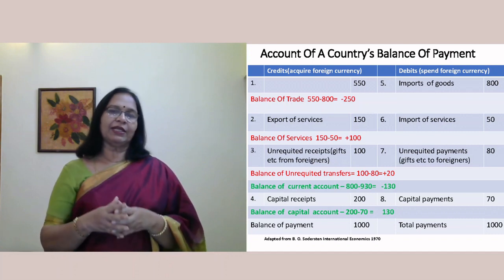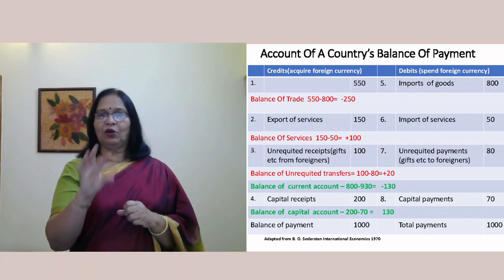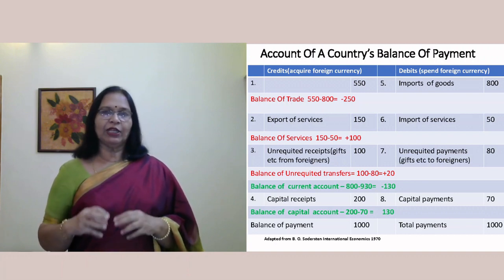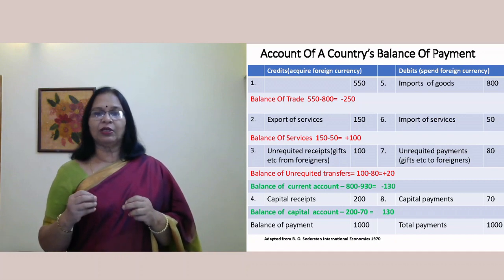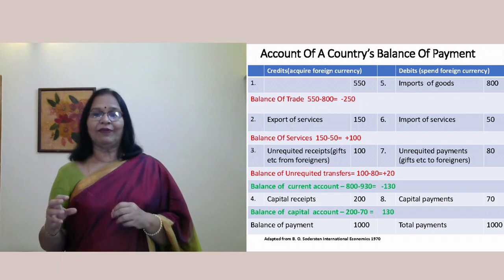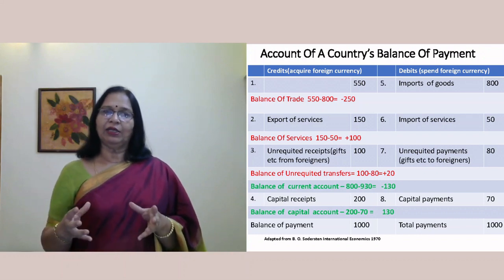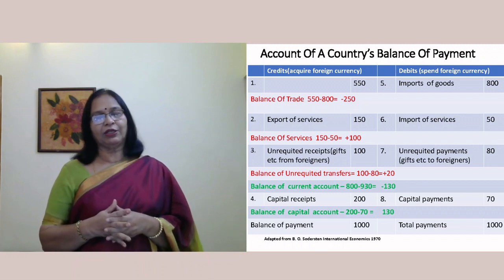So in this particular example, the country is having a deficit in this current account statement. Then let's look into the capital account. The capital account shows that it has got 200 receipts and it has made a capital payment only of 70. So it gets a balance of 130. The capital account is a positive account for the country.